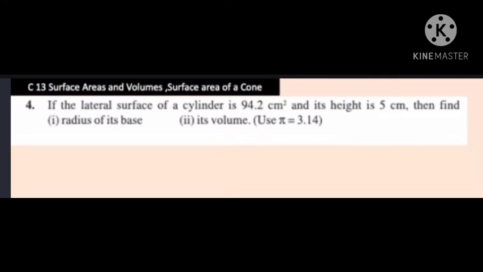If the lateral surface area of a cylinder is 94.2 centimeter square and its height is 5 centimeter, then find first one is radius and second one its volume. So lateral surface area is nothing but curved surface area. By using curved surface area, you find the radius. By using this radius, you find the volume. Next, we move on to question number 5.